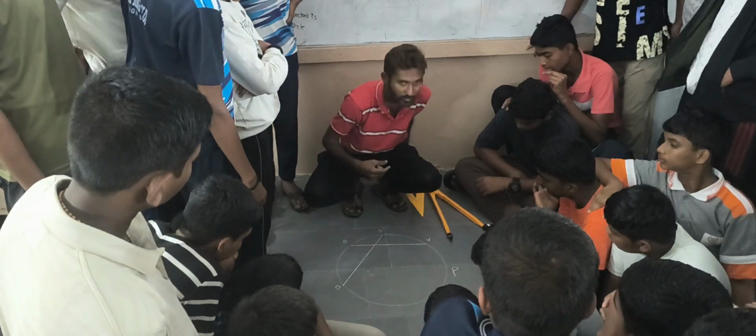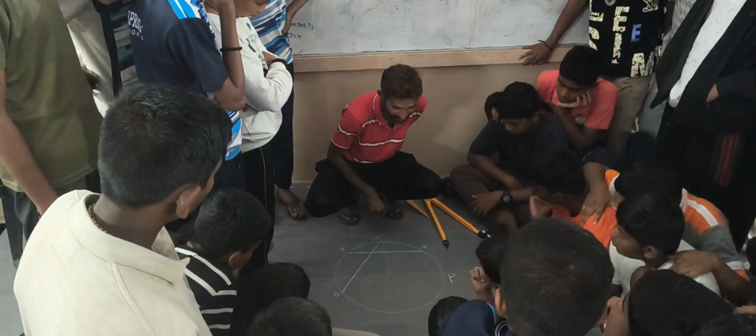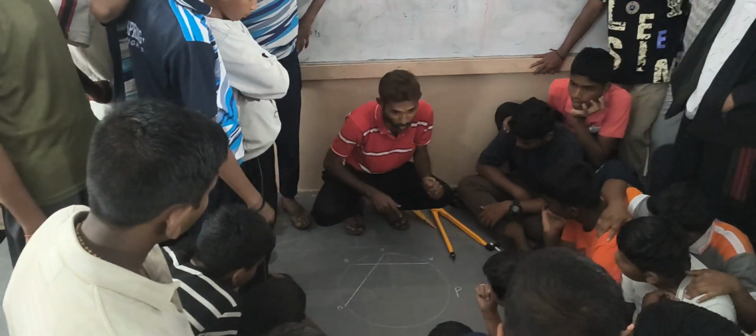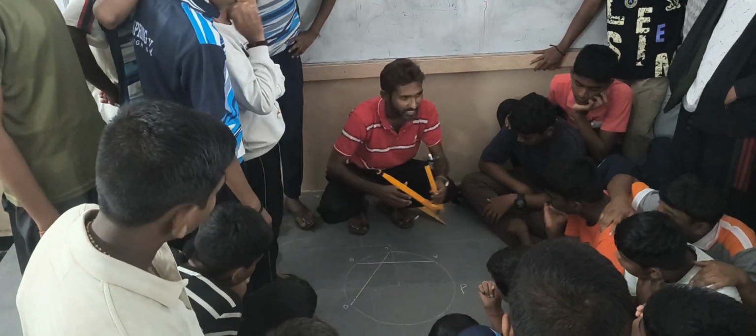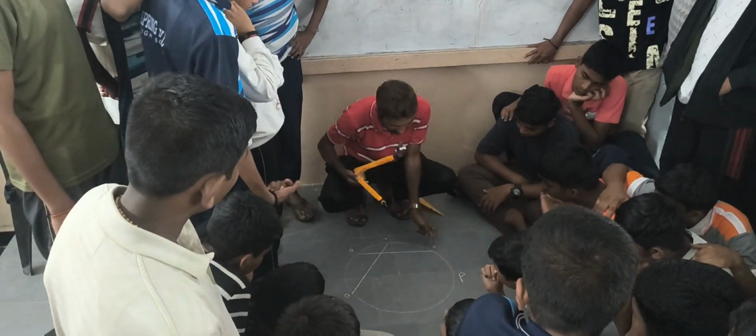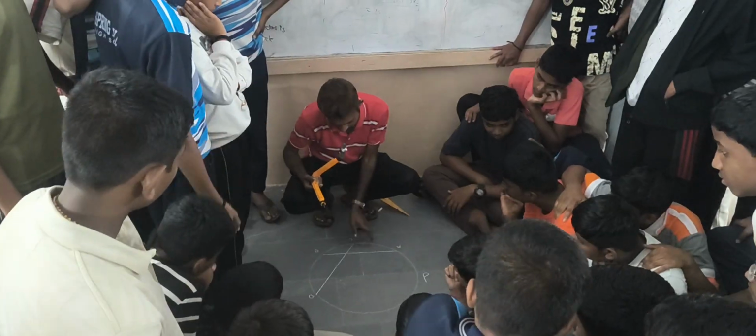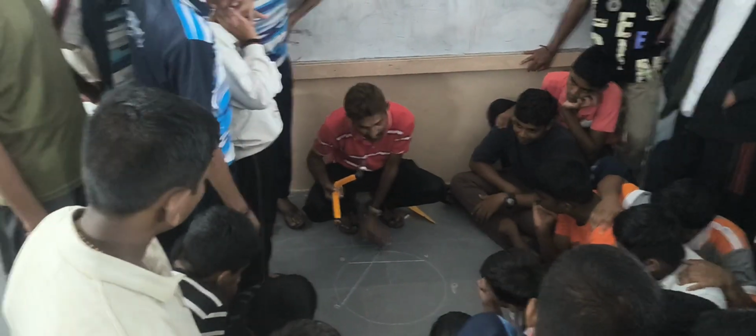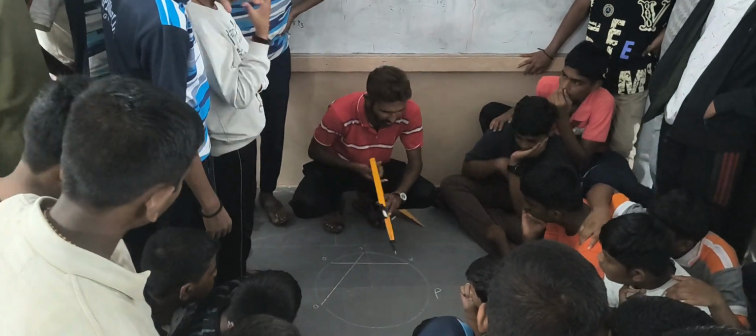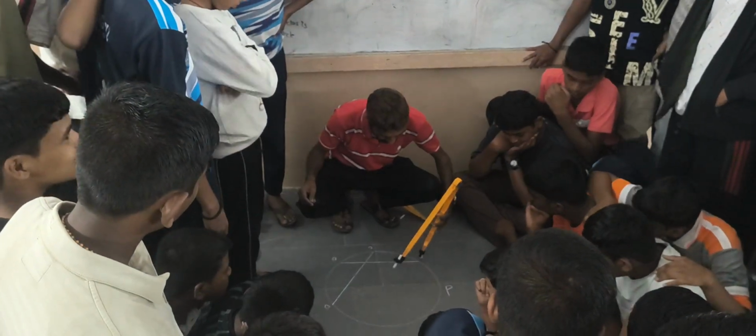Okay, so did you get your answer? No. Okay, did you get your center? No. Okay, so now to get the center, what we need to do? We need to draw a perpendicular bisector first. Perpendicular bisectors for AB and CD. Okay, so first I would like to draw a perpendicular bisector.